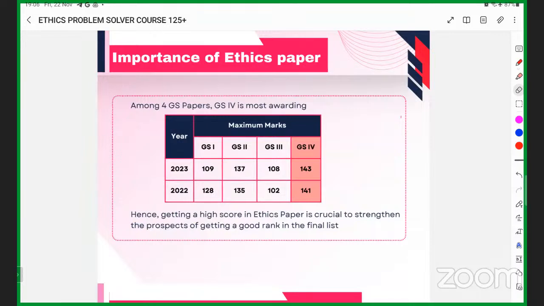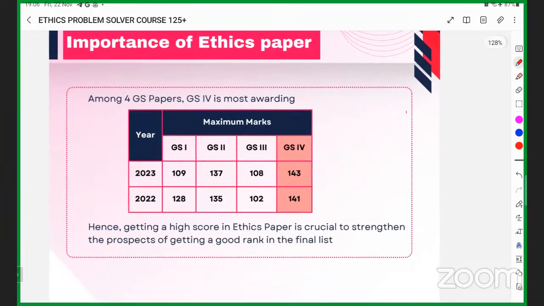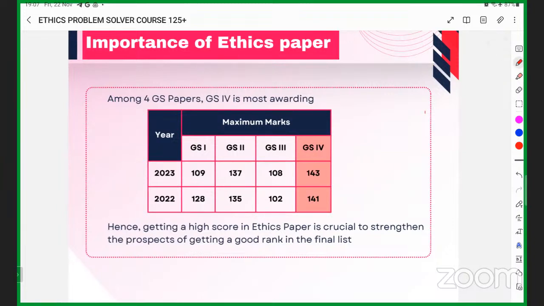Before going to that, there is one thing which I would like to highlight and emphasize, and that is the importance of the ethics paper. I presume that most of you understand the importance of GS4 or the ethics paper, but since this is important, I would like to reiterate. The ethics paper is the most important paper among your 4 GS papers. The reason for this is twofold. First is effort, and second is reward. What do I mean by this?